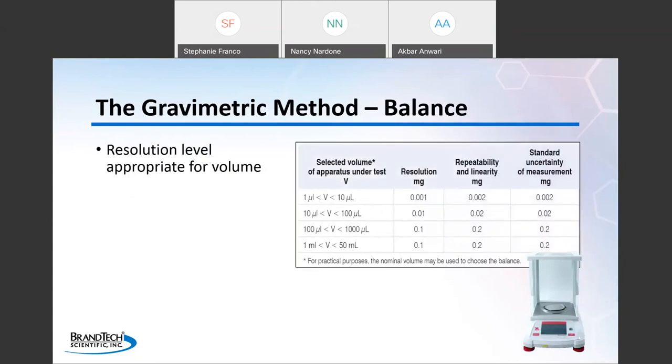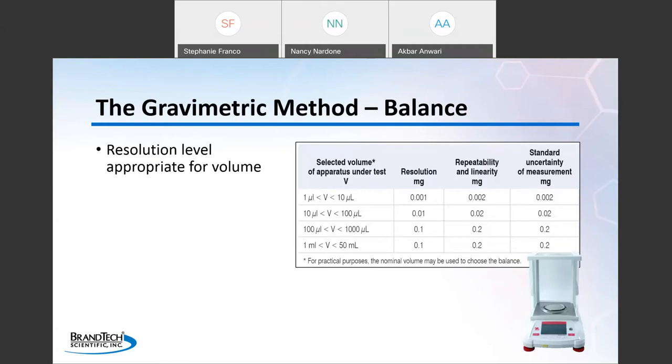The balance used for the calibration should have a level of resolution appropriate for the volume of the instrument being tested. The lower the volume of the instrument, the higher the resolution of the balance that's required. This level of resolution is needed to be able to appropriately interpret the results.